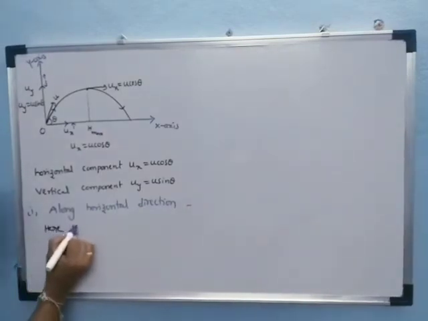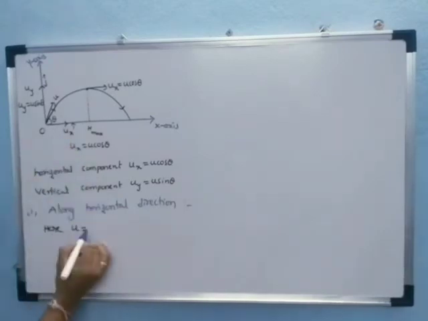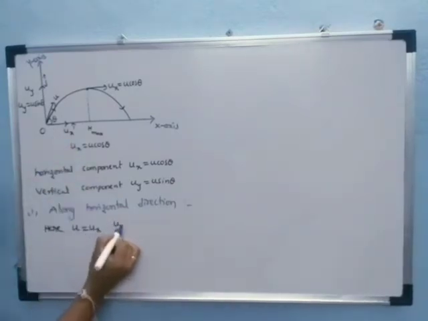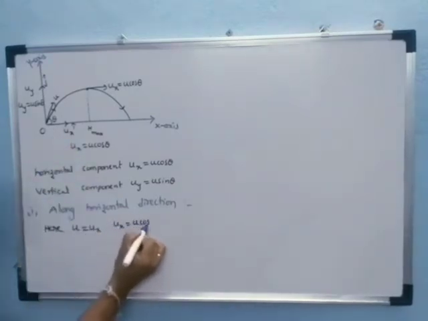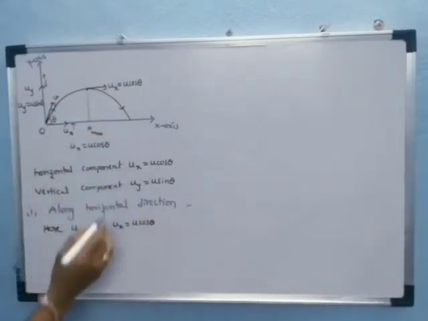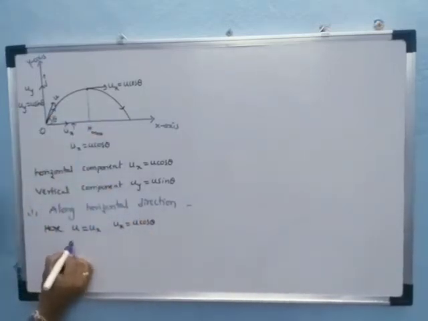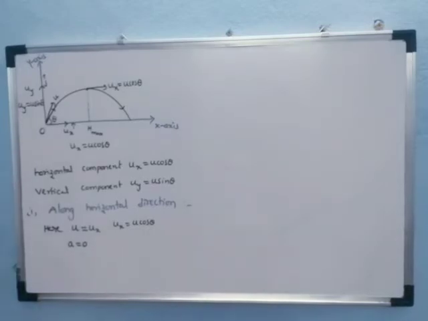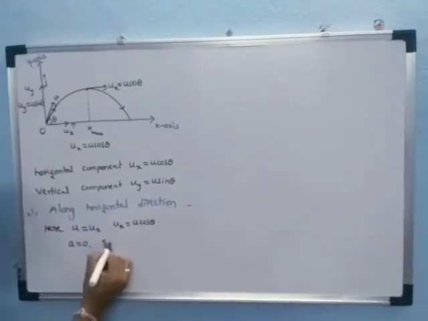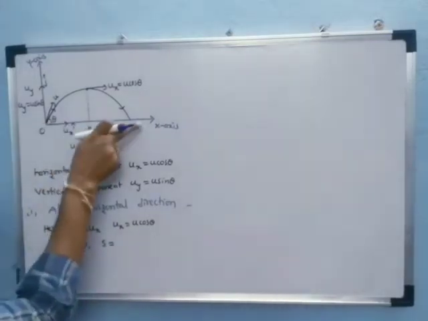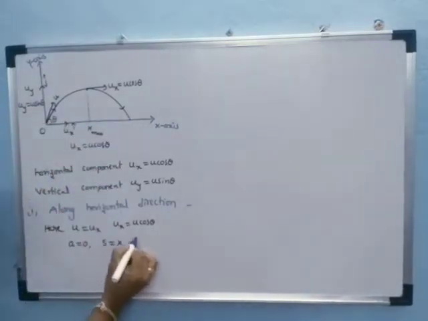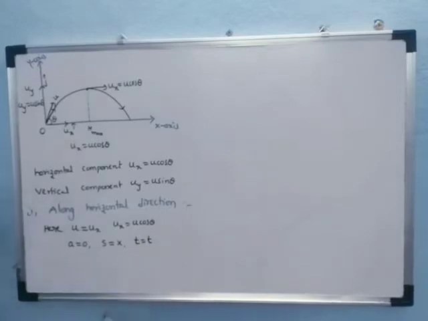its initial velocity u is equal to how much? ux. So ux is equal to u cos theta. But along the horizontal direction, that velocity is constant, that means acceleration becomes equal to 0. And this is the displacement, which direction is there? Along the x-axis, at a time t.